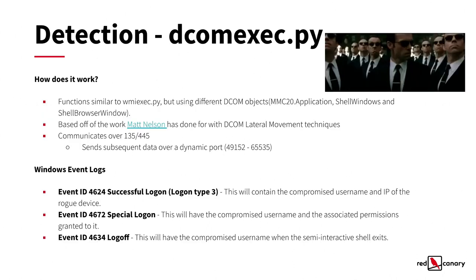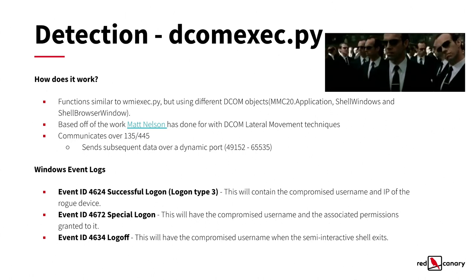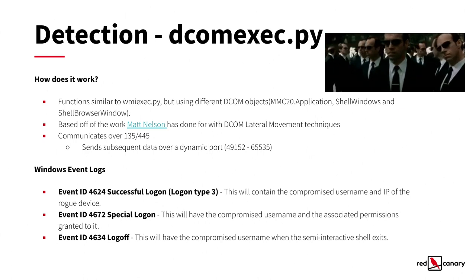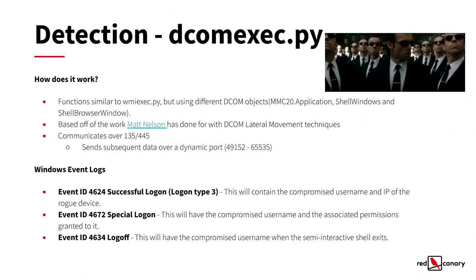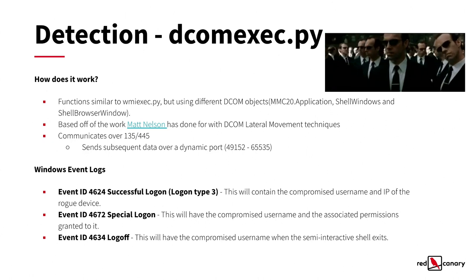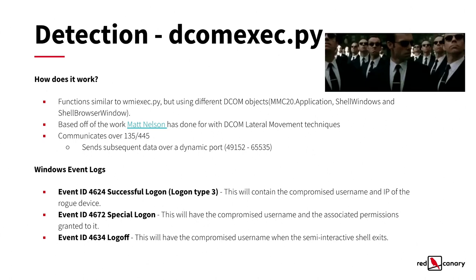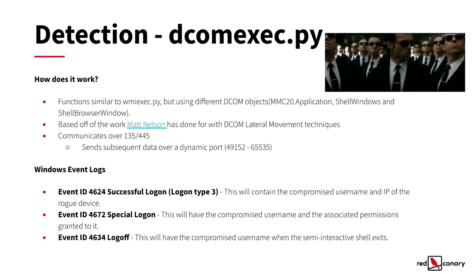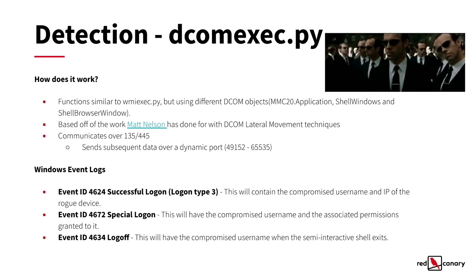And then DCOM, very similar to WMI, except it uses DCOM objects. It supports right now MMC, ShellWindows, and ShellBrowserWindow. This is actually based off of Matt Nelson's work that he's done for DCOM lateral movement techniques. COM and DCOM, if you don't know, is basically middleware. It acts as a hidden translation layer between the operating system and applications to transmit data, basically. I also call it black magic because it works in mysterious ways. It also communicates over 135 and 445 for that initial connection, and then sends additional data over a dynamic port.